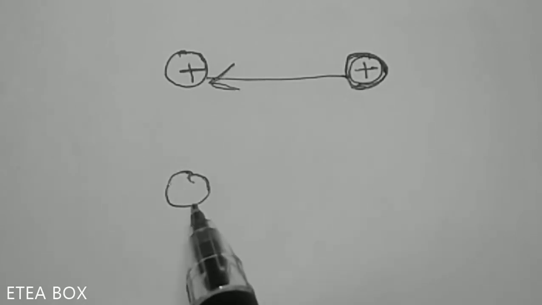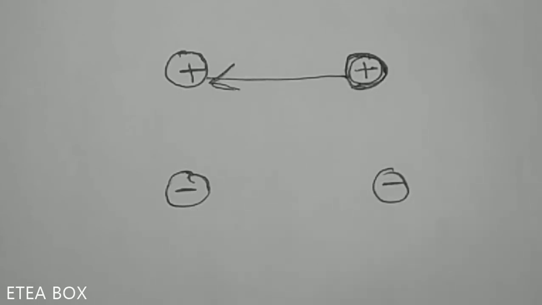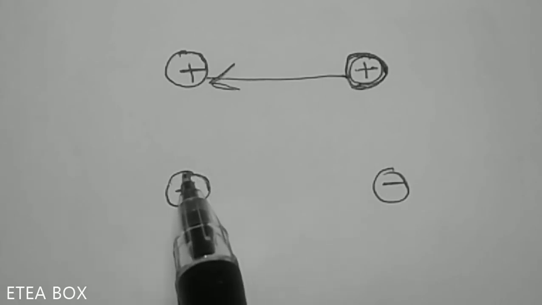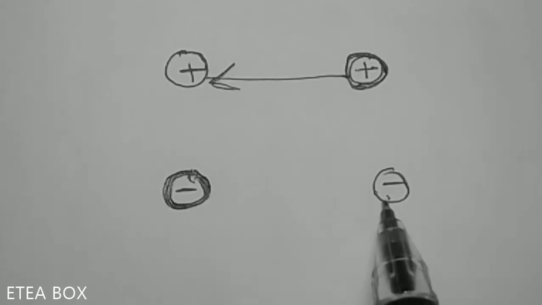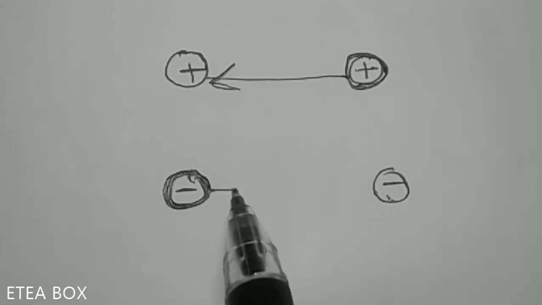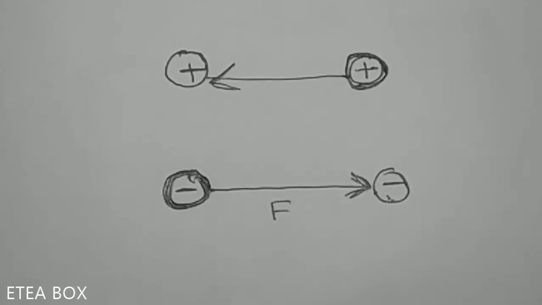Now let's do this for negative. We know that when we multiply two negative charges, it will give a positive product. Now let's consider this one as a source charge. This source charge will tend to repel this one. When it repels this one, the direction of force will be like this.